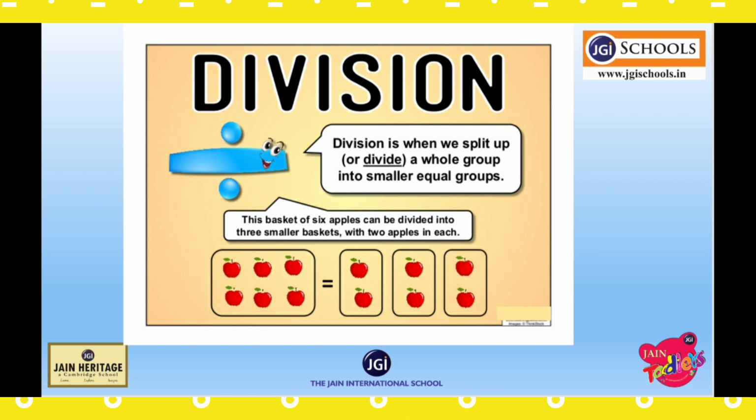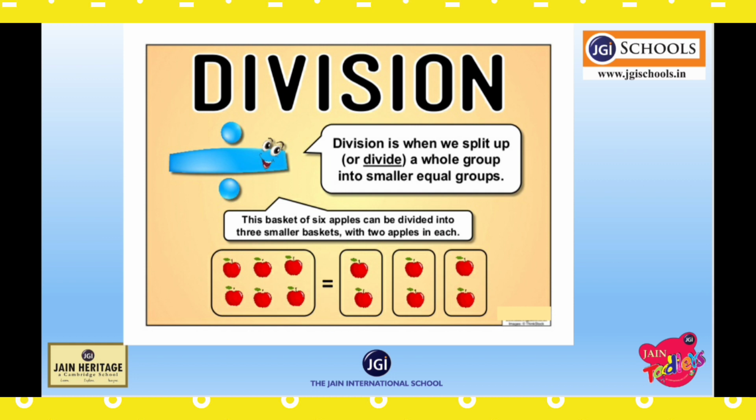For example, you can see the apples. How many apples are there? 6 apples, right? So we have divided the 6 apples into groups of 2 apples each. So how many groups are formed? First, second and third. 3 groups are there. So these apples are equally divided in the groups.